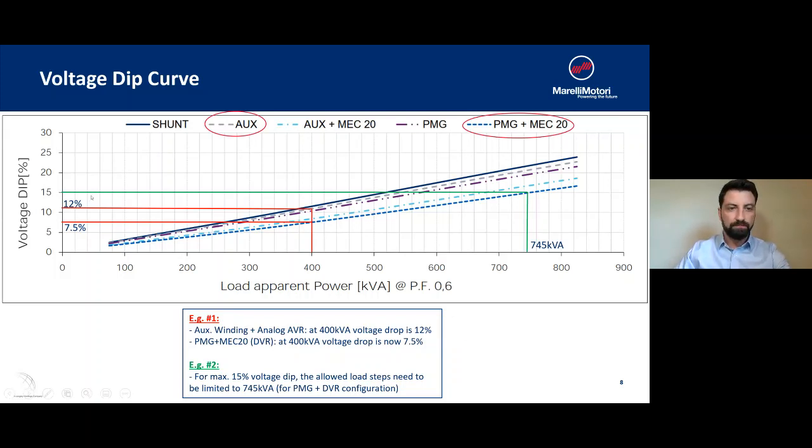In another example, if you have a specification calling for a certain percentage of voltage dip, in this case 15% voltage dip, this is helpful to understand the maximum allowable load step. By looking at the 15% and following the line, you can see that for a configuration with a PMG and MEC20, the maximum allowable load step is 745 kVA.